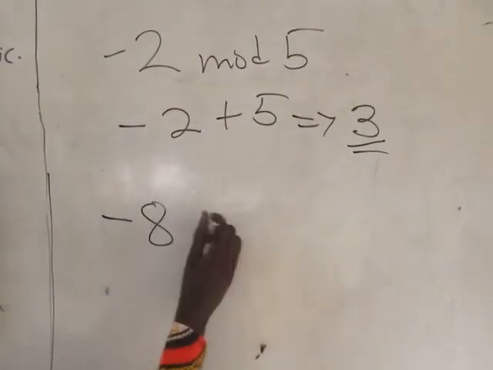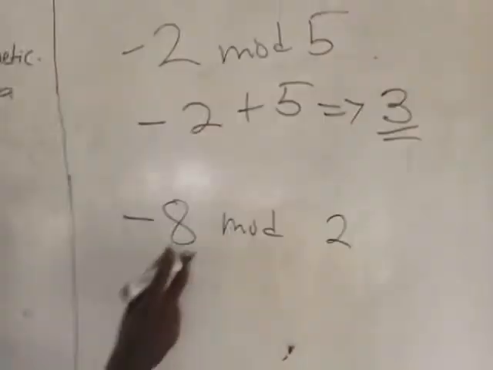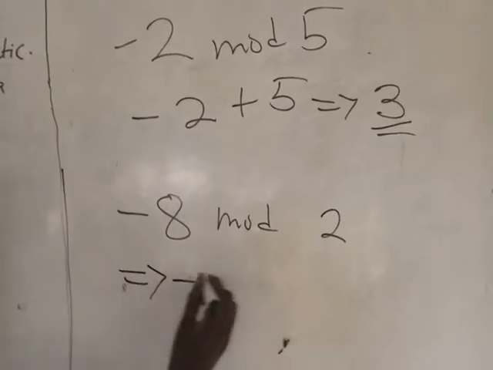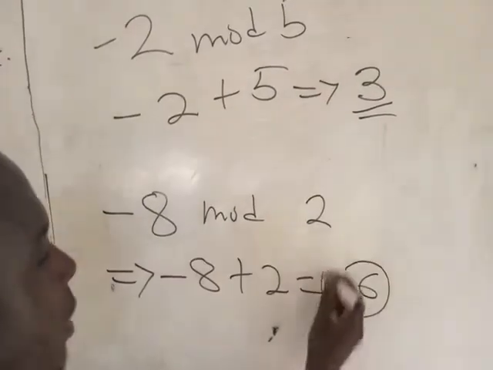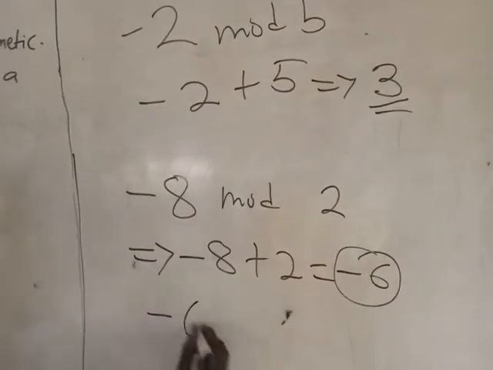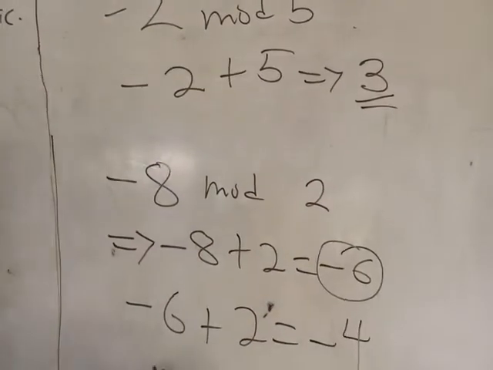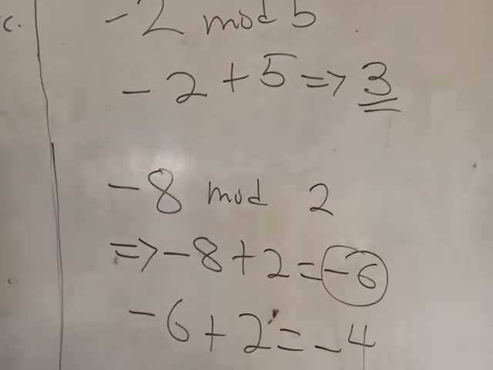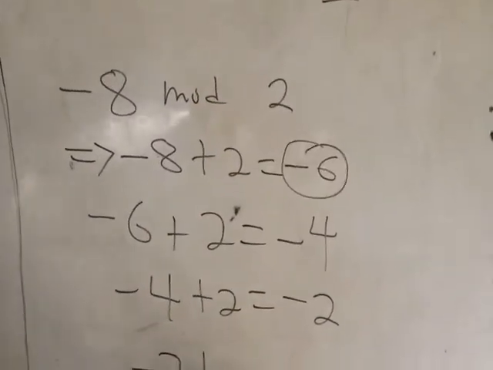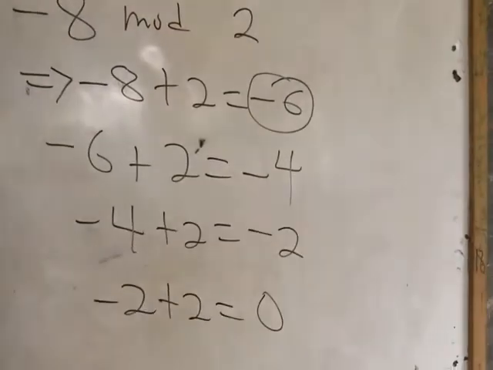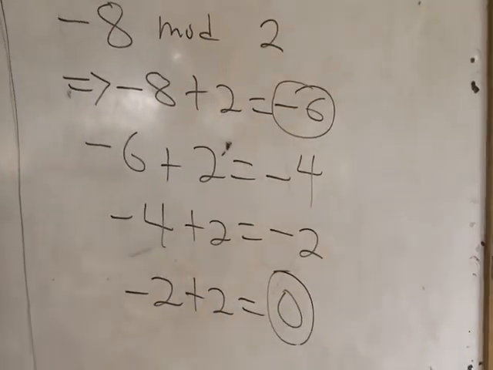Negative 8 mod 2. 2 can't go into negative 8, so it becomes negative 8 plus 2, which is negative 6. So we are still getting a negative, so you keep on adding your mod to it. Negative 6 plus 2 is negative 4. Negative 4 plus 2 is negative 2. Negative 2 plus 2, we are getting 0. So our answer for this question is 0. We want a positive value.